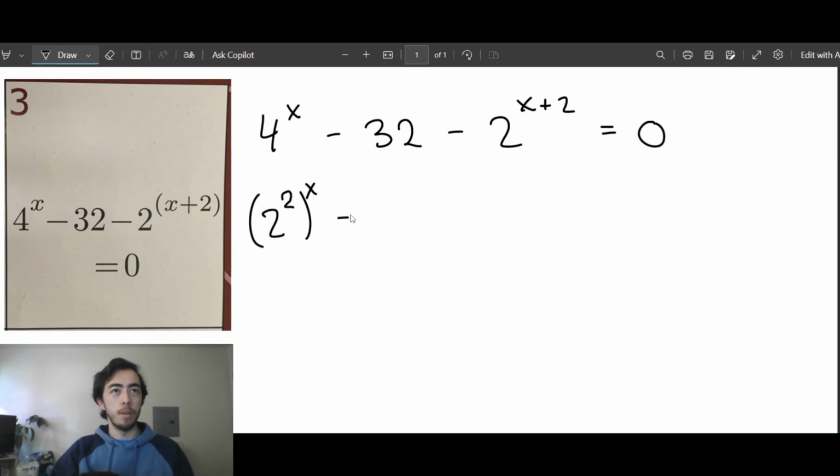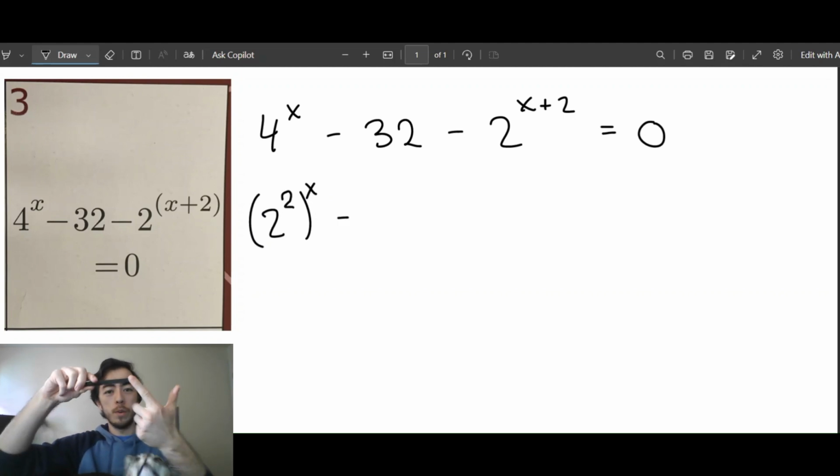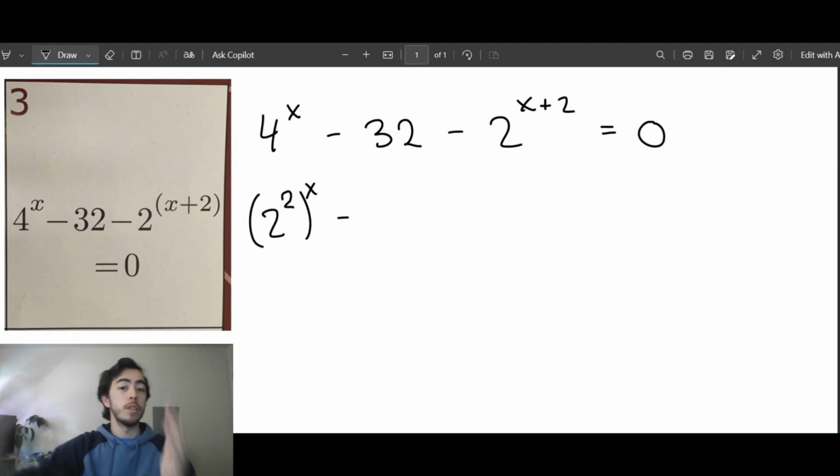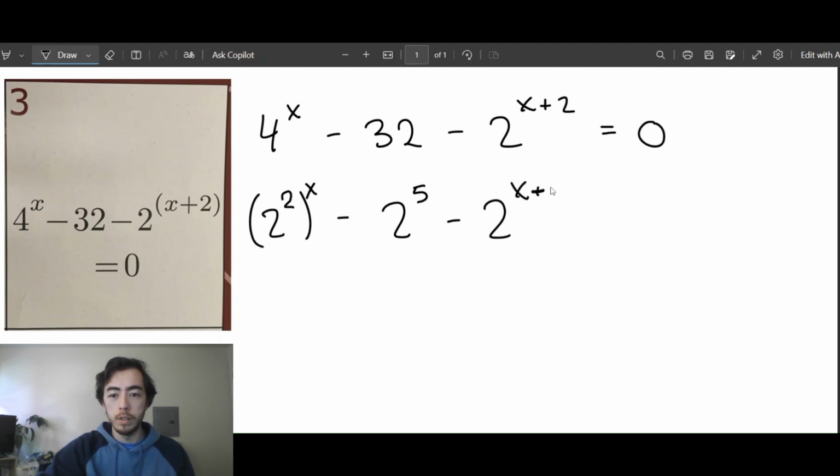That's still to the power of x. And then to get 32, I could do 2 times 2 is 4, 8, 16, and then 32. So this is just 2 to the power of 5. And then I'll just rewrite 2 to the power of x plus 2 as is. And this is all still equal to 0.